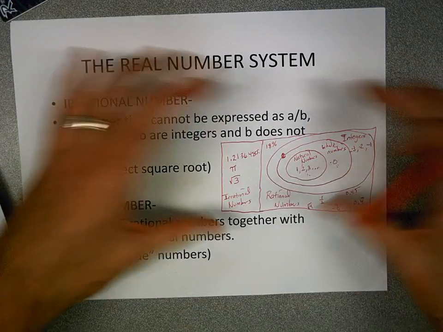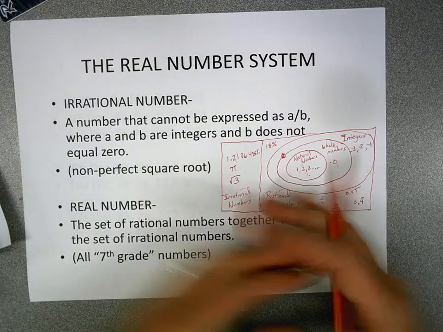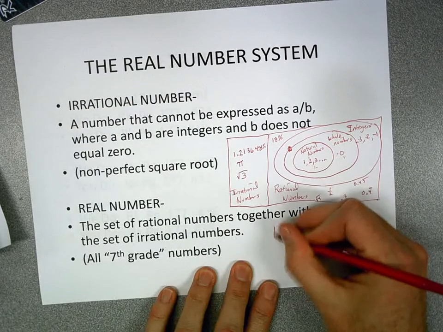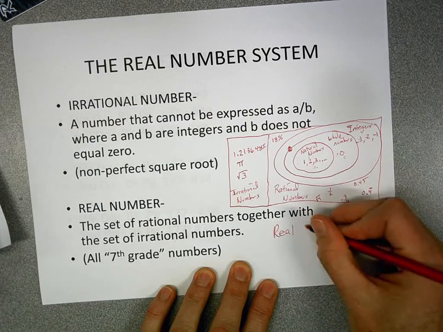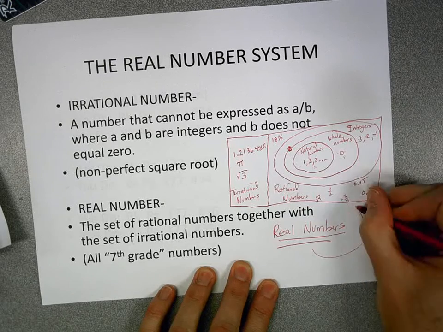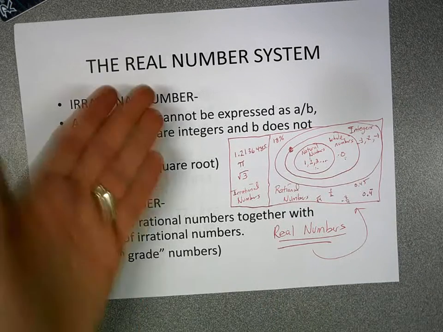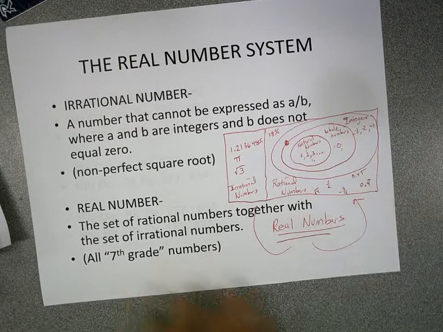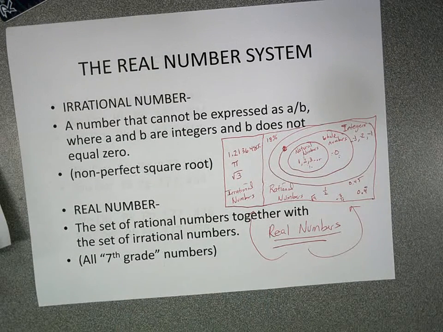Now, this whole box right here, both little boxes, this whole big box, they are called real numbers. So that's the title, of course, of our lesson today. So we're going to be talking about all of these sort of things, all of the numbers. Whole box. Okay, questions on any of that?